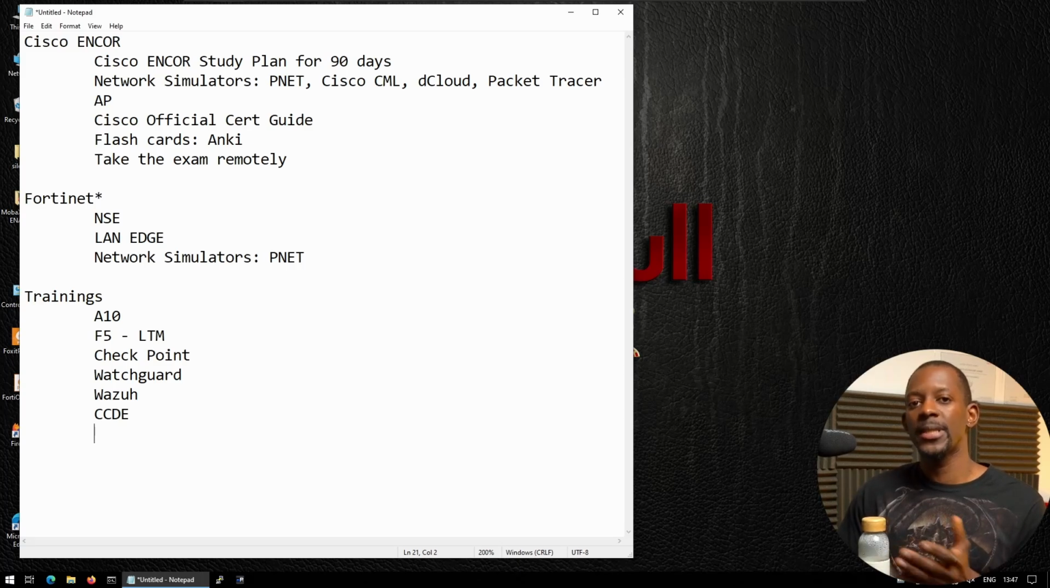I'll be using the network simulators. I already covered a video on how to use these network simulators. And also, I'm a big believer that you learn by doing. So lab is the best way to validate what you really know, what you're really learning. So I'll be using PNet. I'll also be using Cisco CML, because some of the technologies I won't be able to host on my computer.